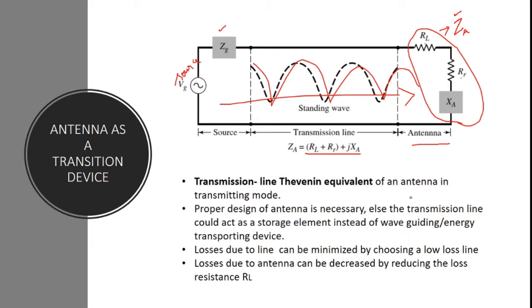At this point, what happens? The transmission line becomes a storage element where voltage keeps on accumulating instead of guiding energy from the transmission line to the antenna. So we have to ensure that this antenna is properly designed such that the standing waves are minimized and the antenna is capable of radiating energy in a proper manner. So choosing this RL, RR and XA is an important factor, because this is what decides whether the wave is reflected back or the wave is radiated from the antenna device that is present here, right? I hope you're clear with what I've told.